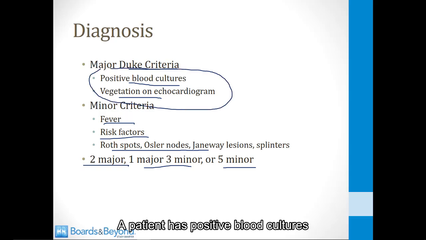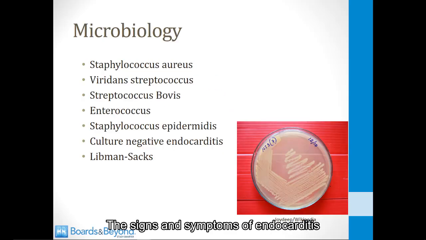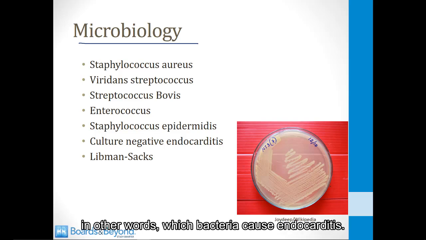A patient has positive blood cultures and we see a vegetation in an echocardiogram, and we then say that that patient has endocarditis. The signs and symptoms of endocarditis and the diagnosis are fairly straightforward. What they're going to want you to know for the step 1 exam is the microbiology of endocarditis. In other words, which bacteria cause endocarditis.